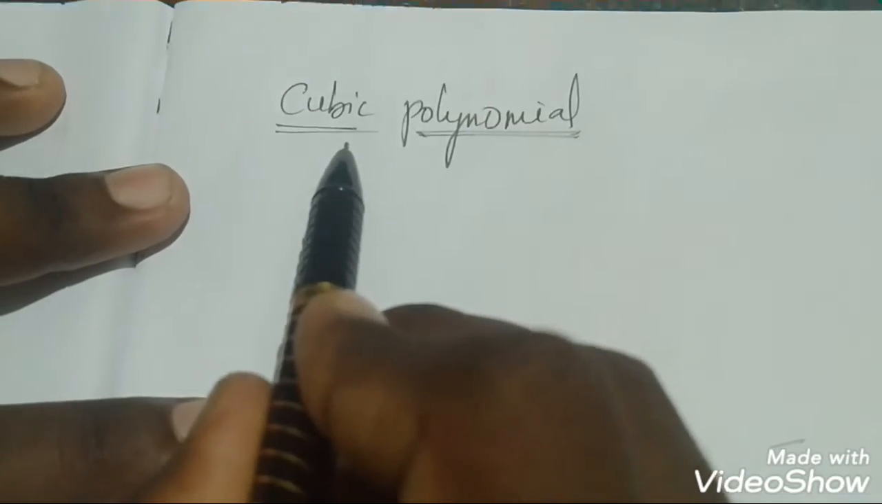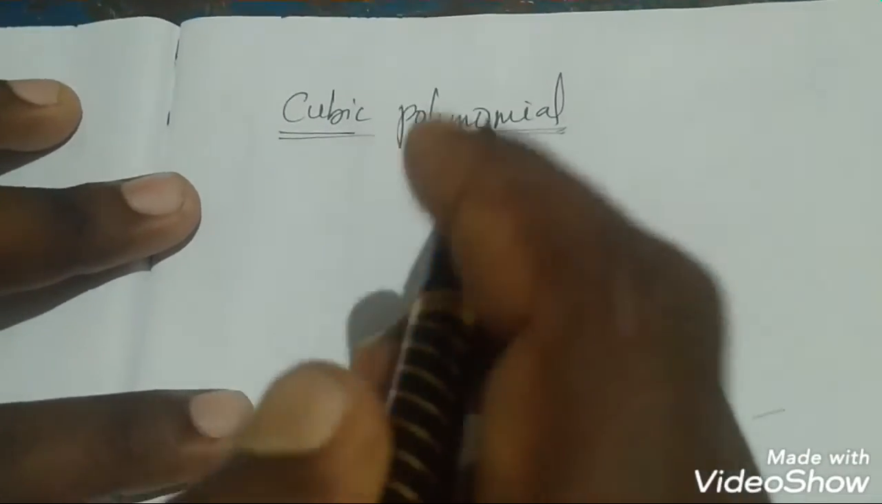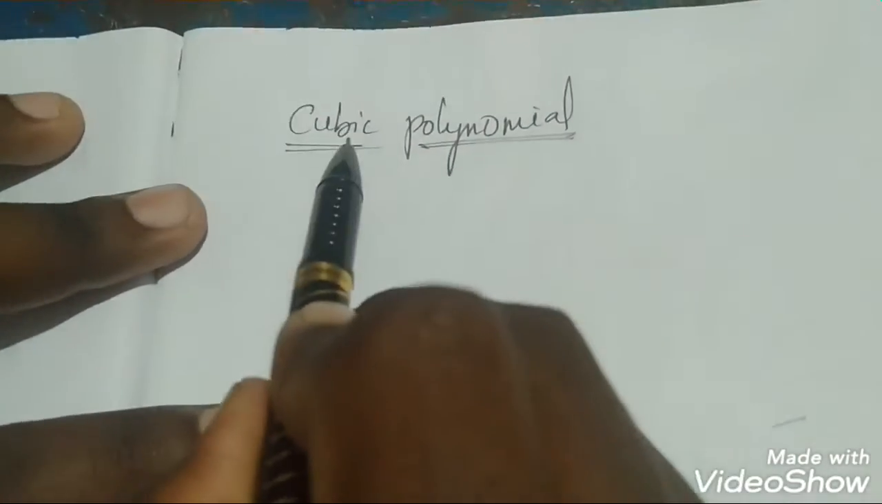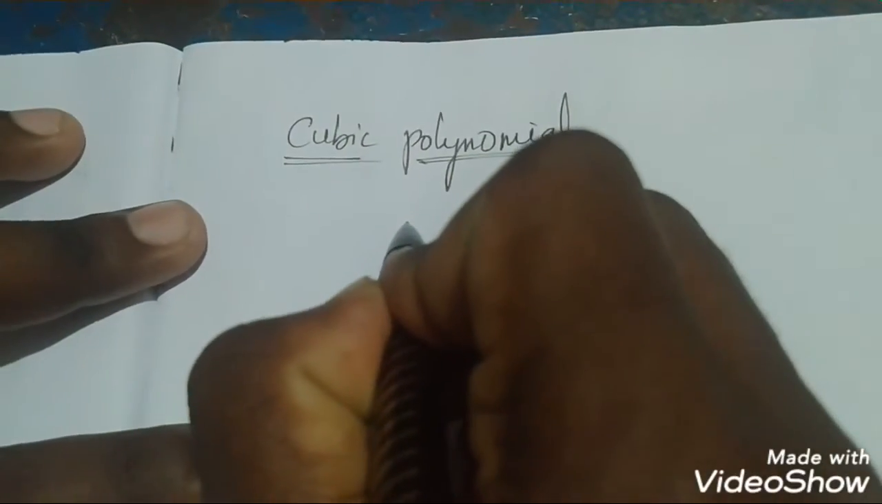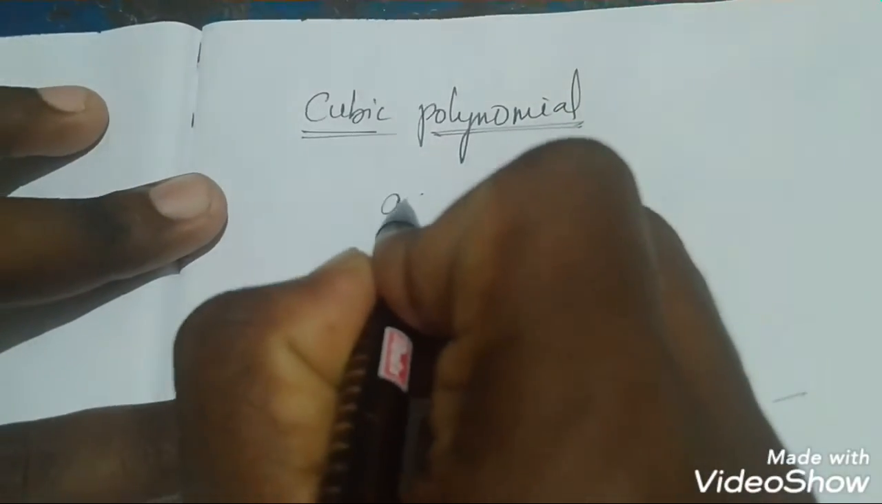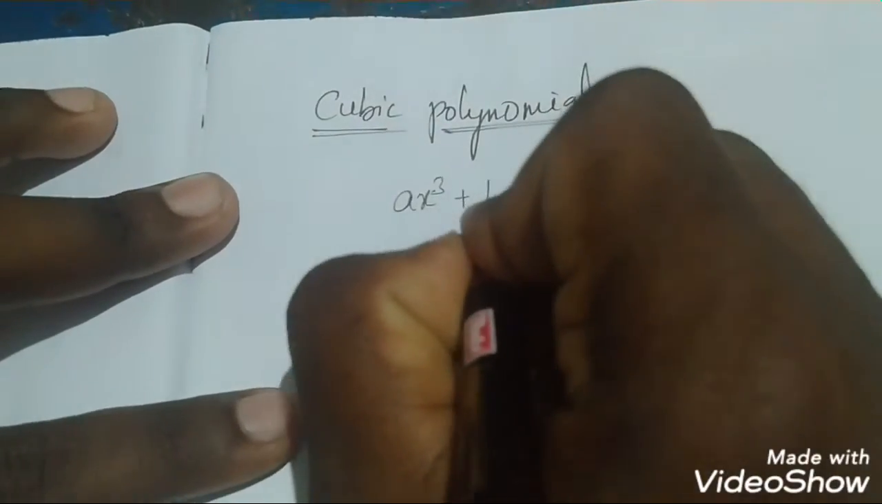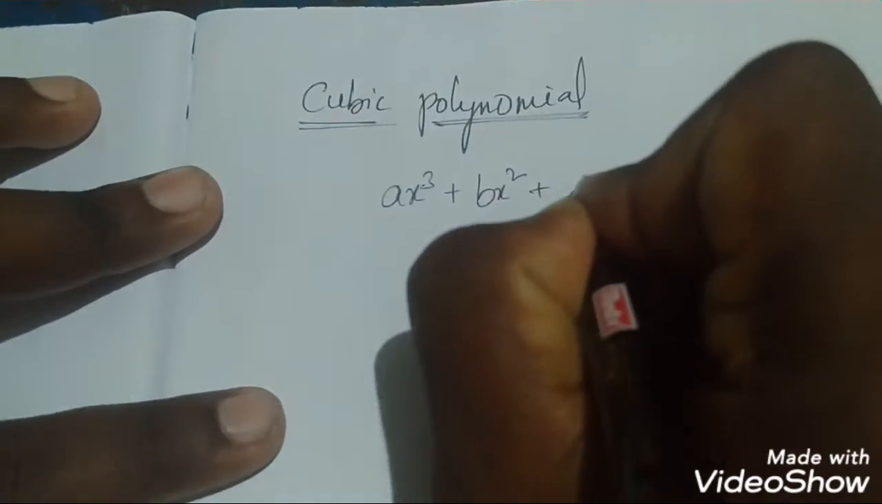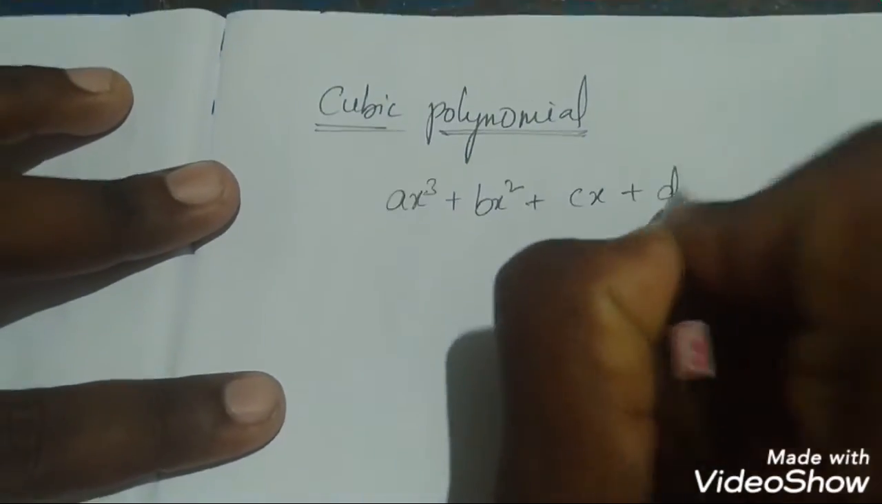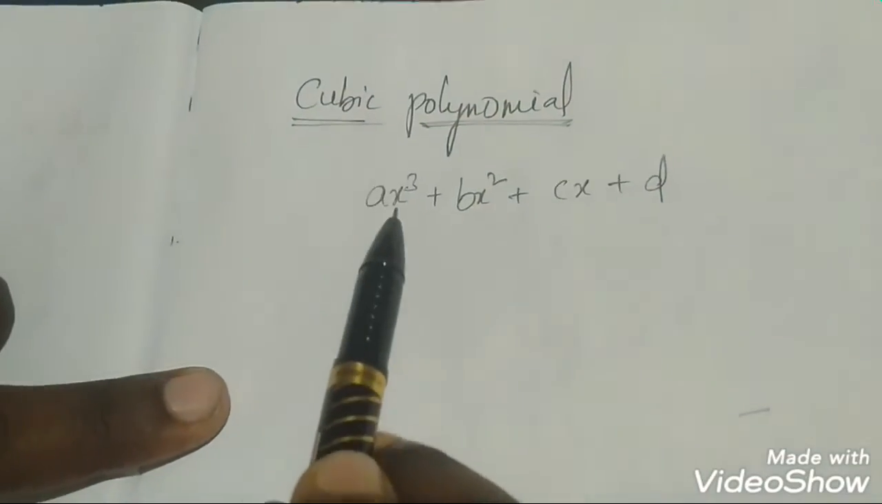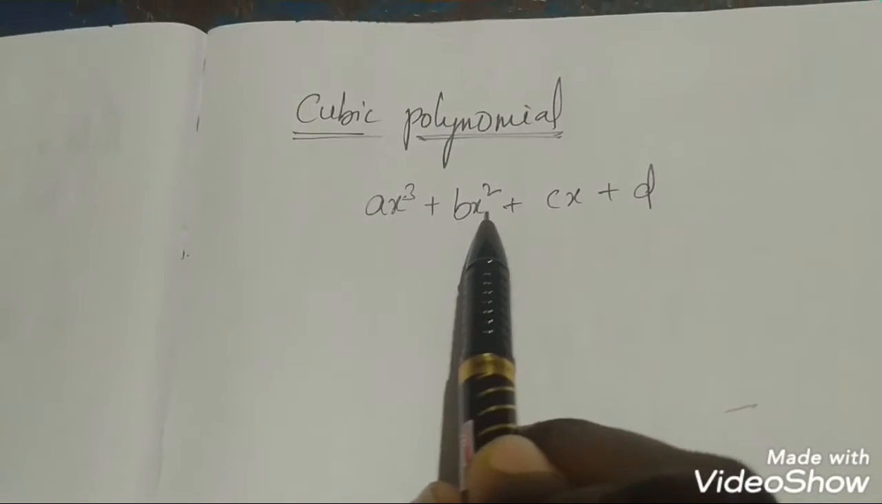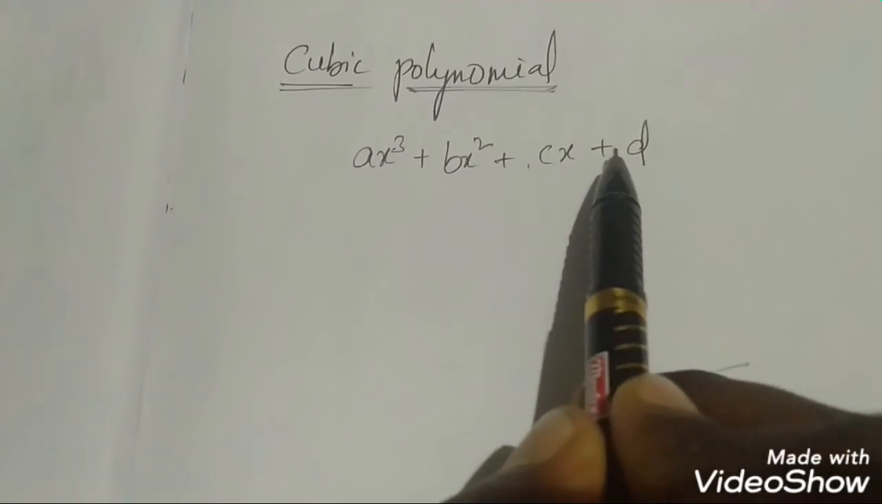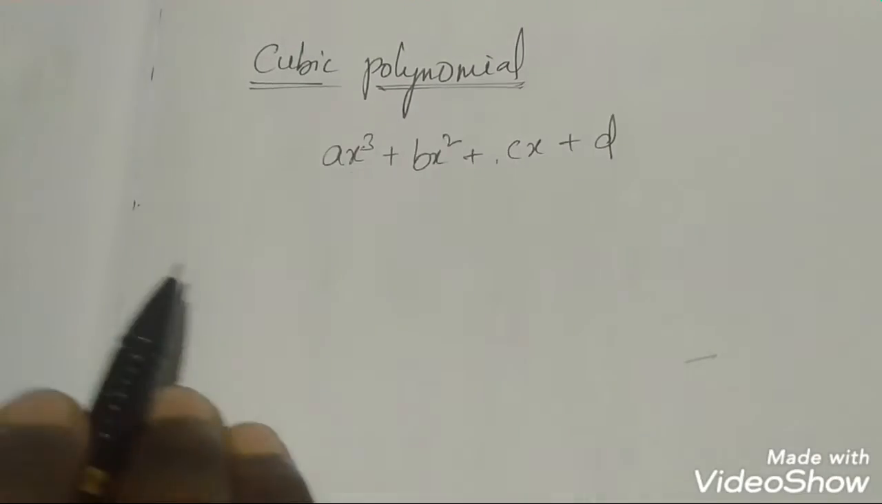Now we are discussing the cubic polynomial. In a cubic polynomial, the degree is 3. That means the general form of a cubic polynomial is ax cube plus bx square plus cx plus d. This is the general form of a cubic polynomial, ax cube plus bx square plus cx plus d.